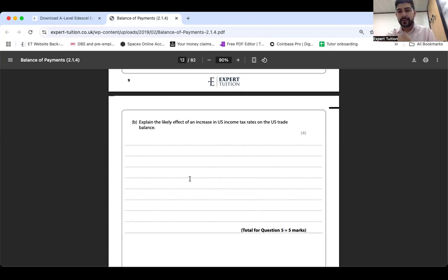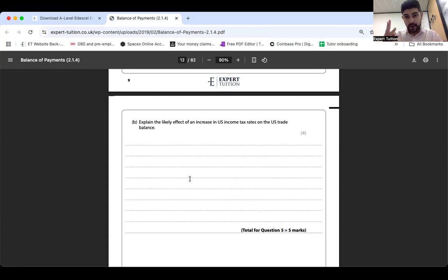Well, if the government now increases income tax in the US, do you agree that that means that people have less disposable income? If people have less disposable income, then they will be able to afford less imports. The value or the quantity of imports are likely to go down, and therefore the US trade balance is likely to improve because they'll be importing less.